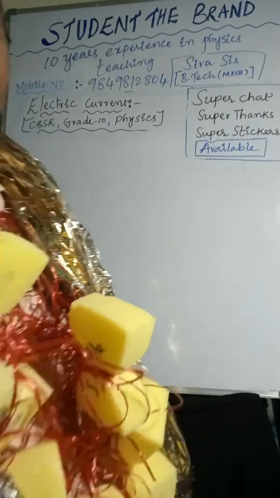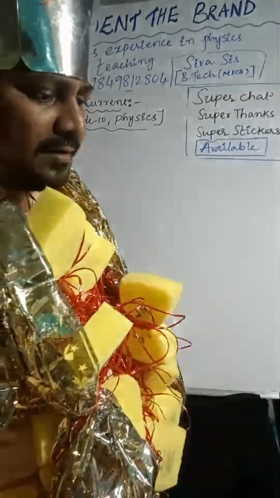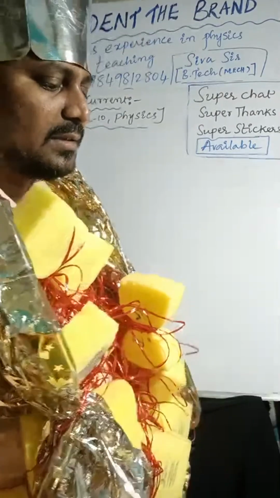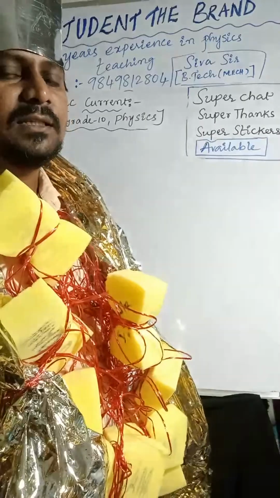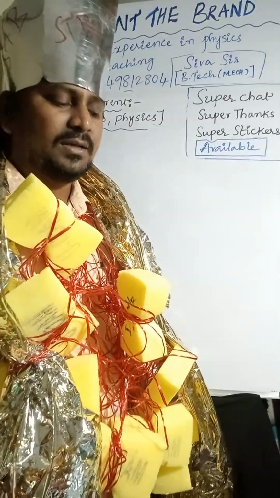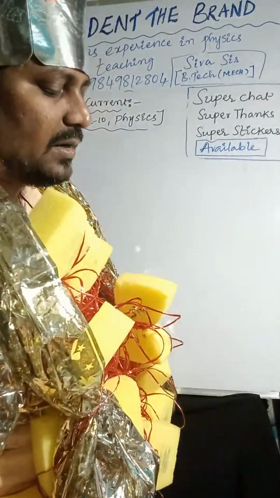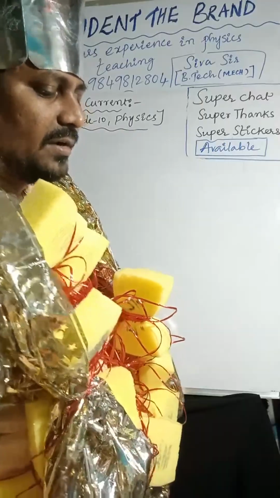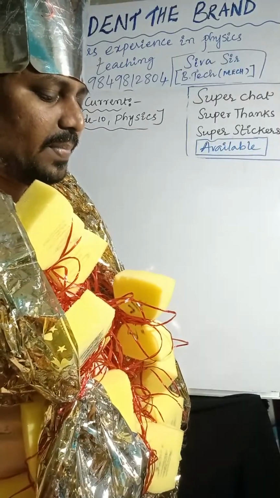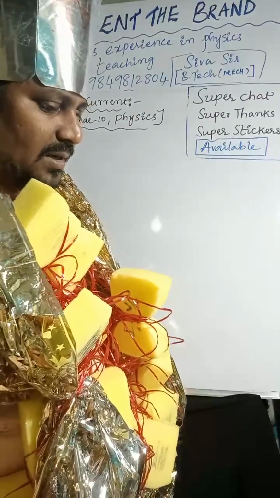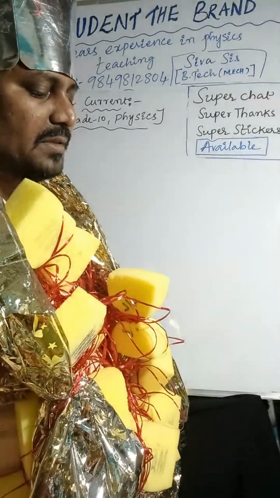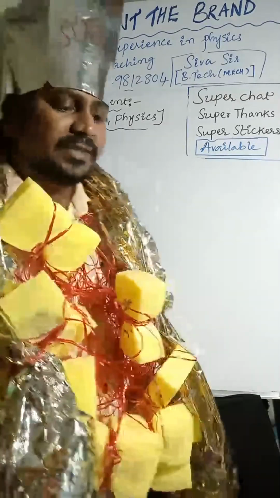Today we are going to discuss electric current, CBSE Grade 10 Physics. In the previous class we discussed the definition of electric current, the SI unit of electric current, the SI unit of resistance, the relation between resistance and resistivity, and the factors that resistance depends on. All those points we discussed.